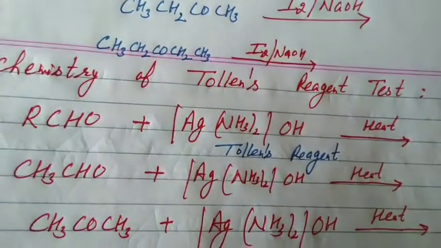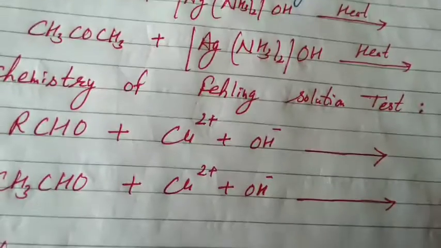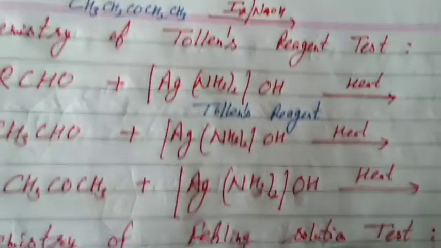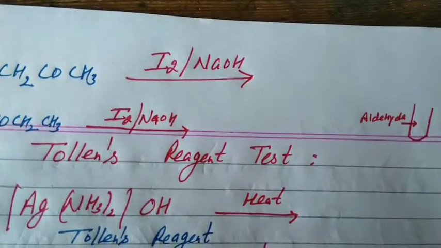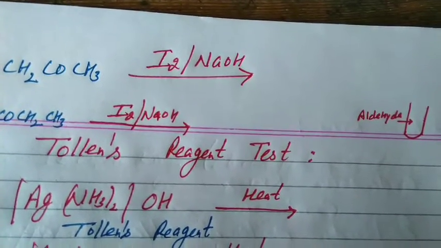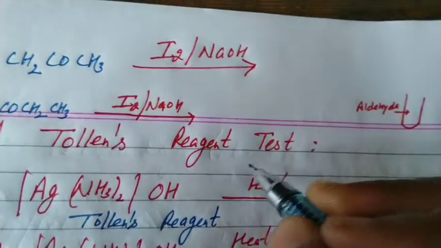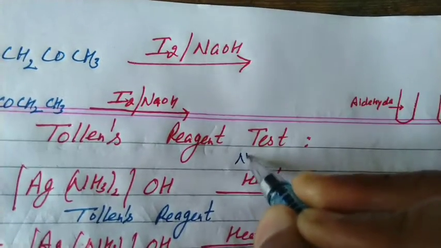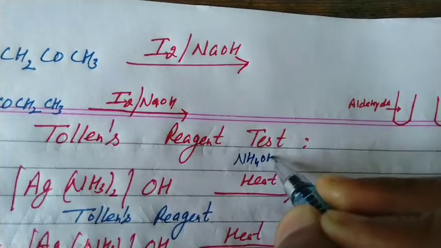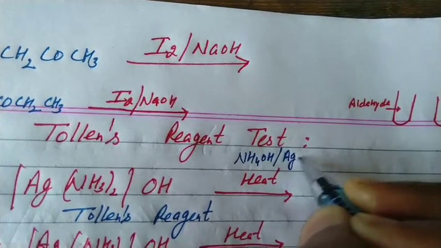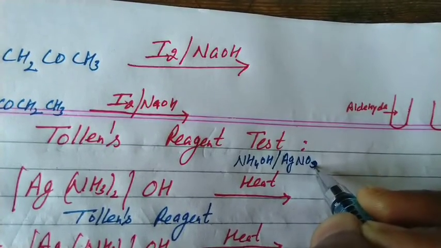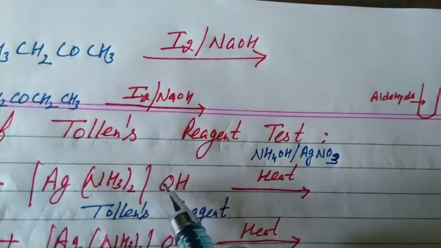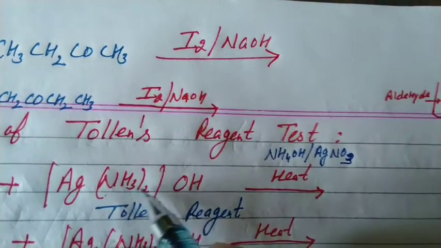After this, students, next is the chemistry of Tollens reagent and the chemistry of Fehling solution. Chemistry of Tollens reagent test. At first, you must know what Tollens reagent is. Tollens reagent is an ammoniacal solution of silver nitrate, obtained by adding ammonium hydroxide in excess to silver nitrate solution. When we add ammonium hydroxide in excess to silver nitrate solution, we get this complex compound. It is called Tollens reagent.